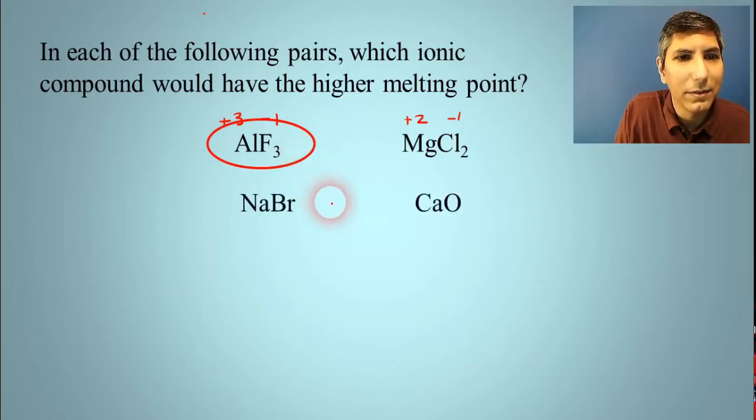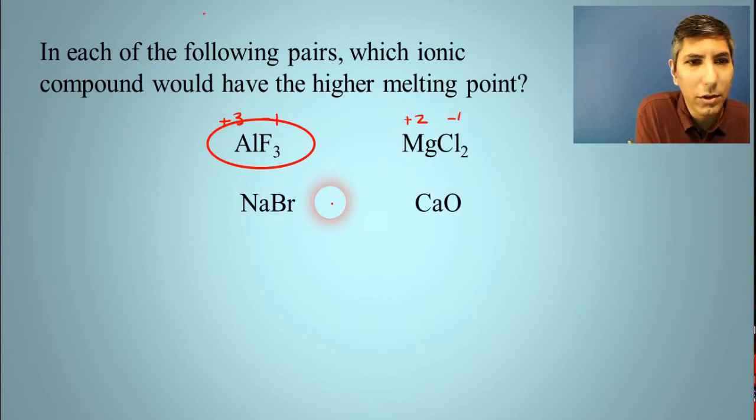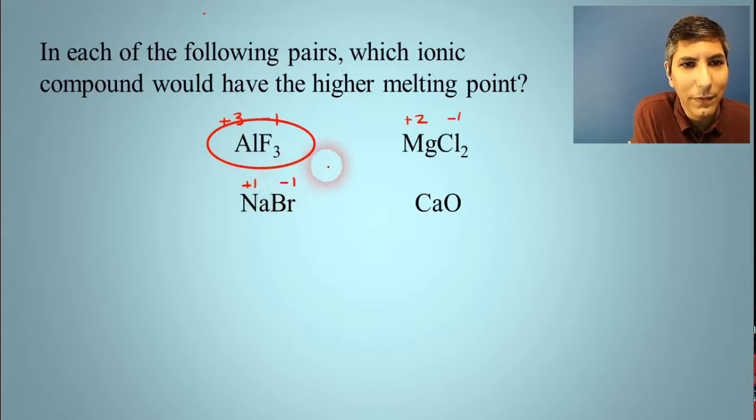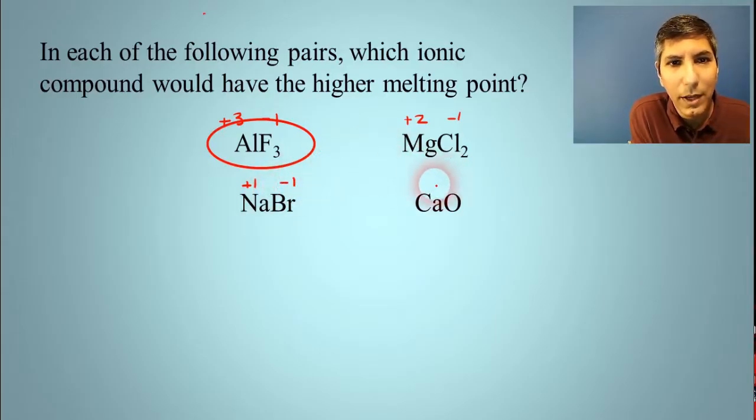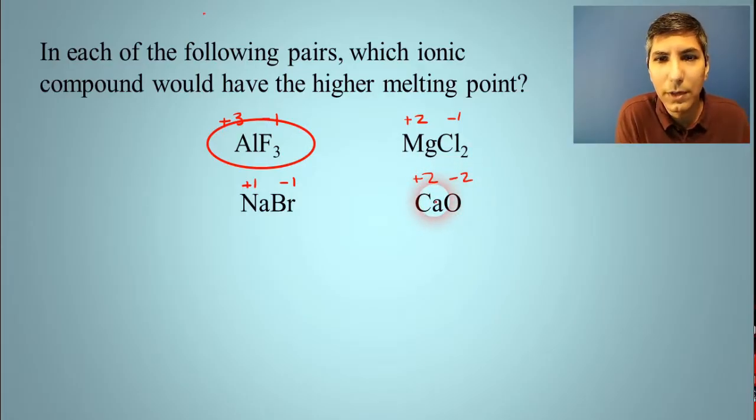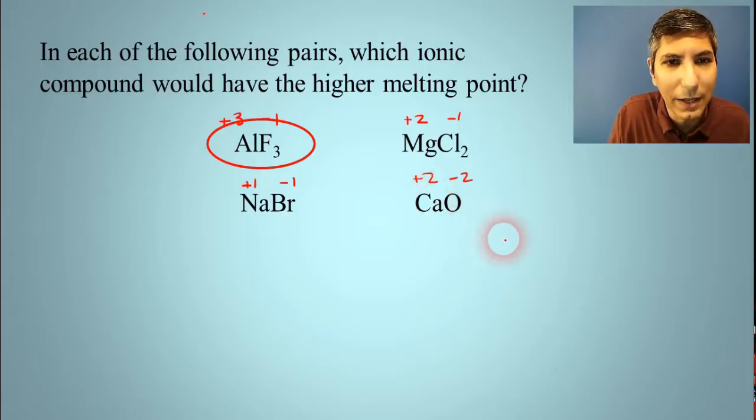Now, how about this one? Once again, look at the charges. Sodium is a +1, bromine's a -1, whereas calcium is a +2, and oxide's a -2. So a larger charge differential over here. So calcium oxide is going to have the higher melting point.